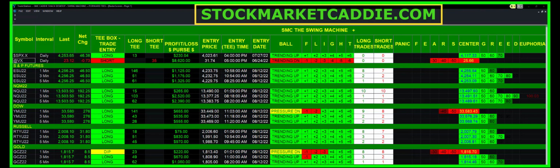I would like to show you how we use the Swing Machine Plus for our option trades. In the next 2 minutes, I'm going to place an option on the S&P Cash. The same procedure, the same approach could be done on an individual stock, and it could be a bullish or a bearish position. So let me show you.